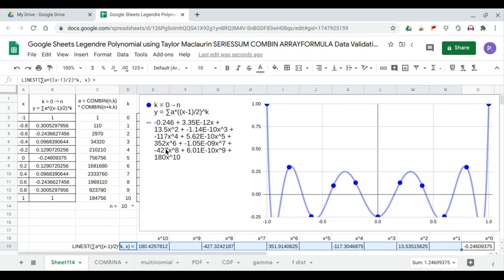This completes the use of Taylor-Maclaurin series sum to generate the expansion, and combine array formula and data validation and LINEST polynomial regression to generate the Google Sheets Legendre polynomial.